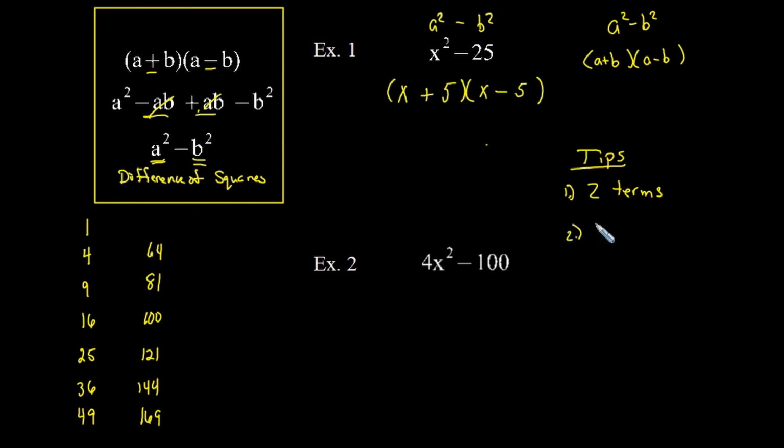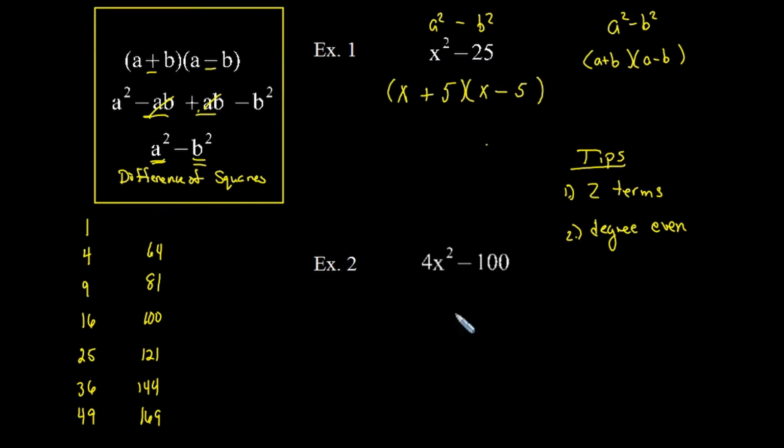The other tip here is that the degree of our variables will be even. The degree of our variables will be even. So if we have odd degree variables, such as a cubed minus 8, that you'll see in a later video, this would be the difference of cubes, because you can see the degree of our variable is not even. So these 2 tips will help you recognize when to use difference of squares.